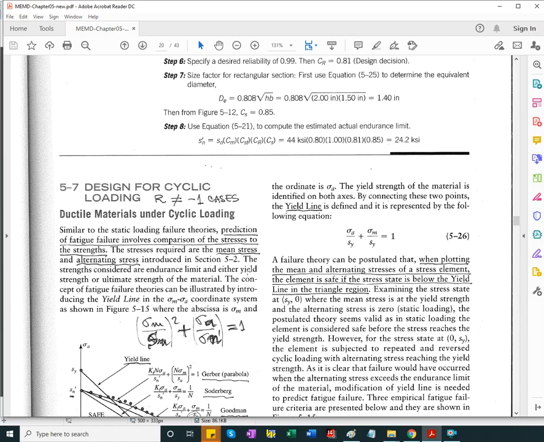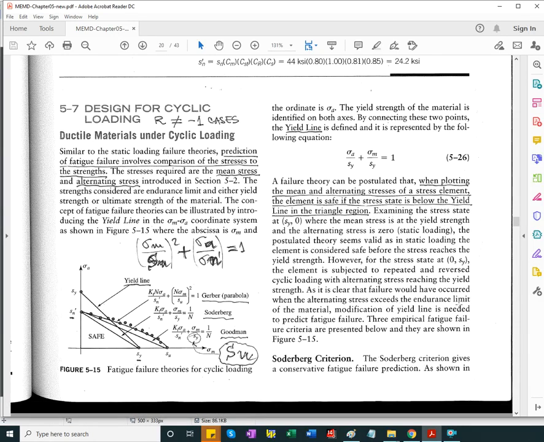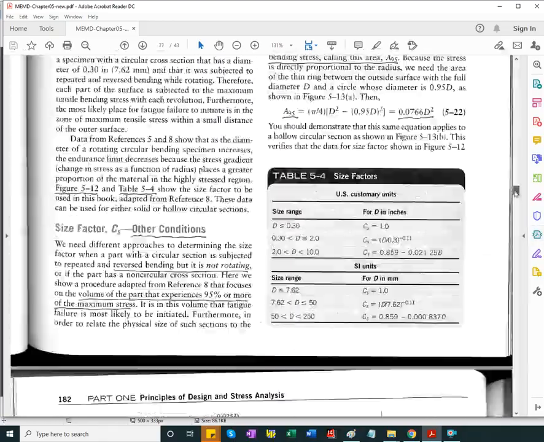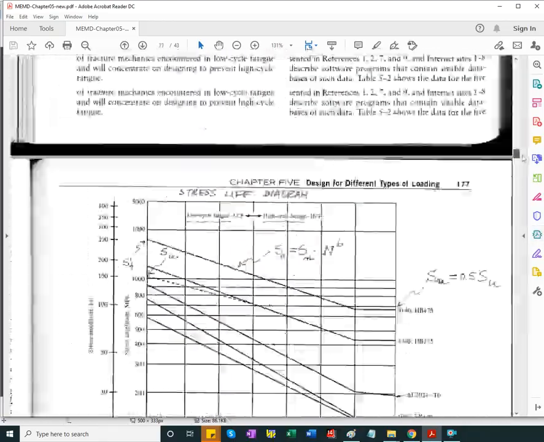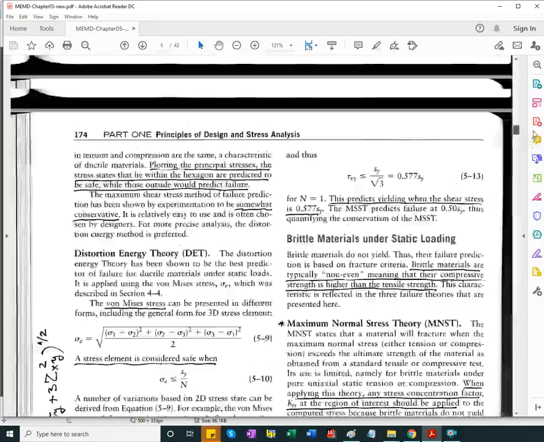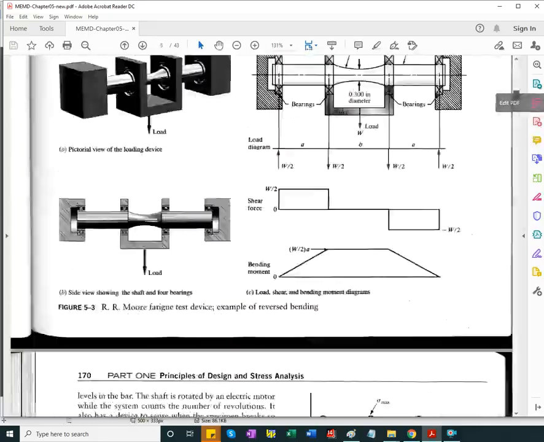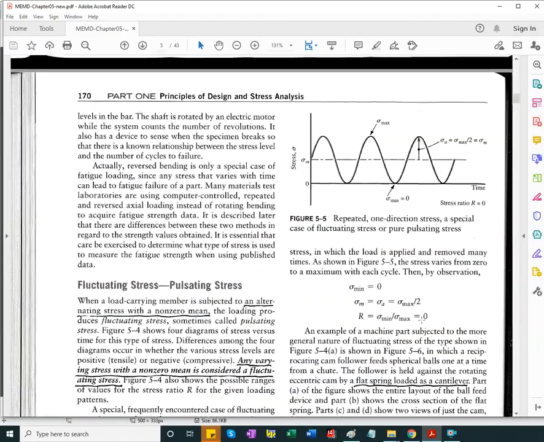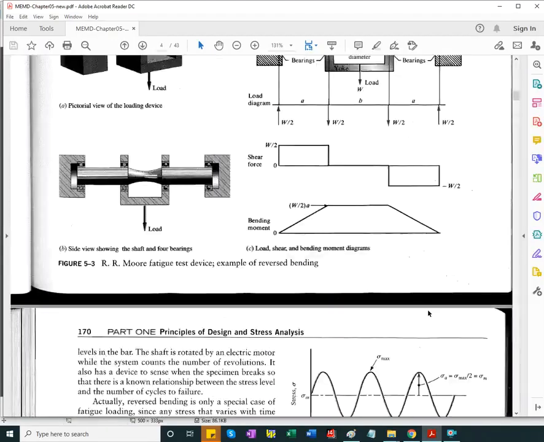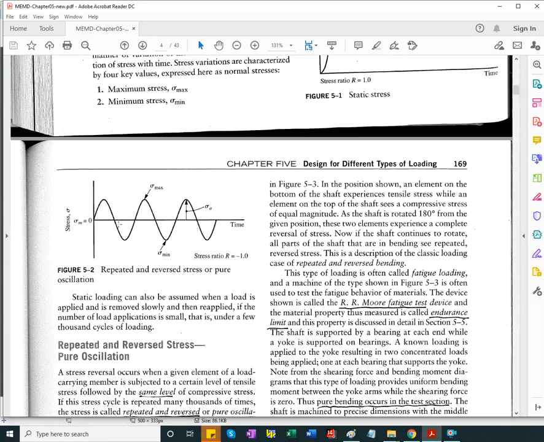The next section is where we have a mean and alternating stress type of loading. So Moore's test corresponds to reverse bending, that is R equals -1. If it's reverse bending, then a simple comparison with the results of Moore's test, or with the true endurance limit calculated, as we saw, with all those correction factors, is enough.